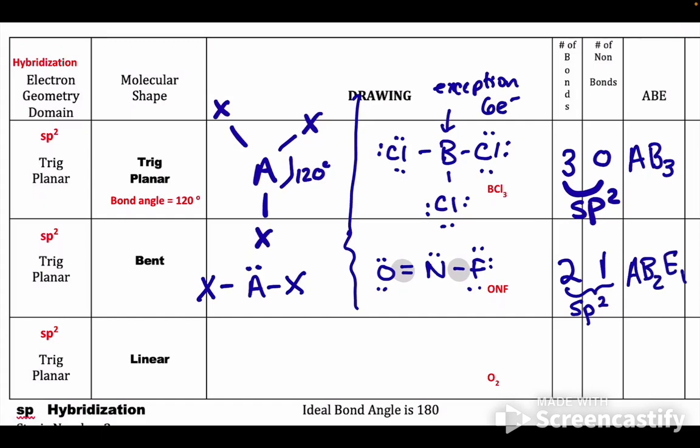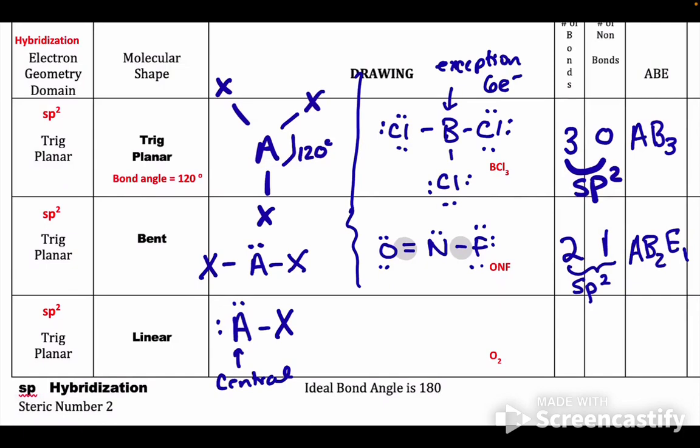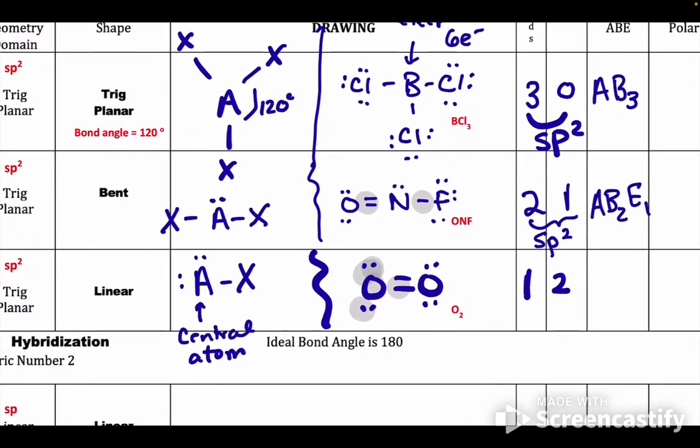Linear, again, this is a 2-atom linear. If you look at this as my central atom, you can see that it has 1 bonding area and it has 2 lone pairs. So example O2, you just have to pick one of them as your central atom. So if I pick this oxygen, you can see that it has 1 bonding area, 2 non-bonding lone pairs, so it would be AB1E2.